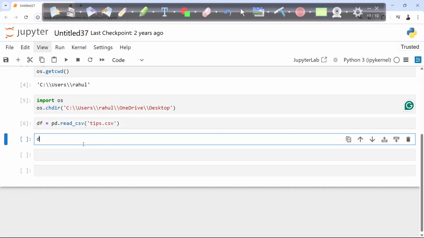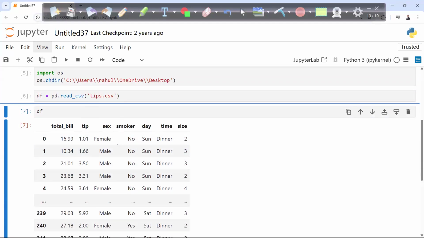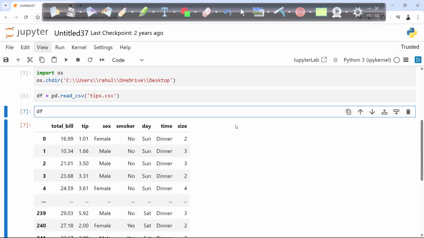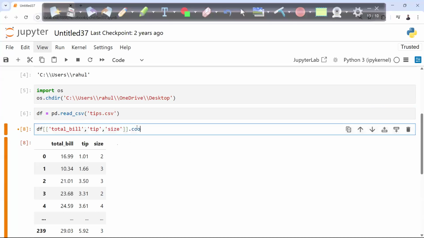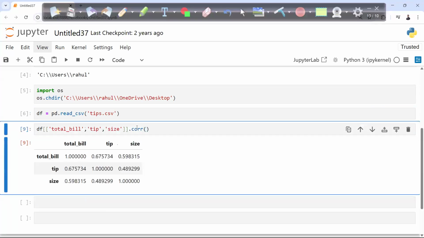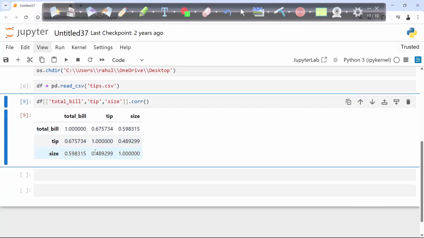Okay. So here I have total bill, tip, and maybe size. Three numerical columns are there. So let me take these three numerical columns, and let me apply CORR. You can see correlation coming in.